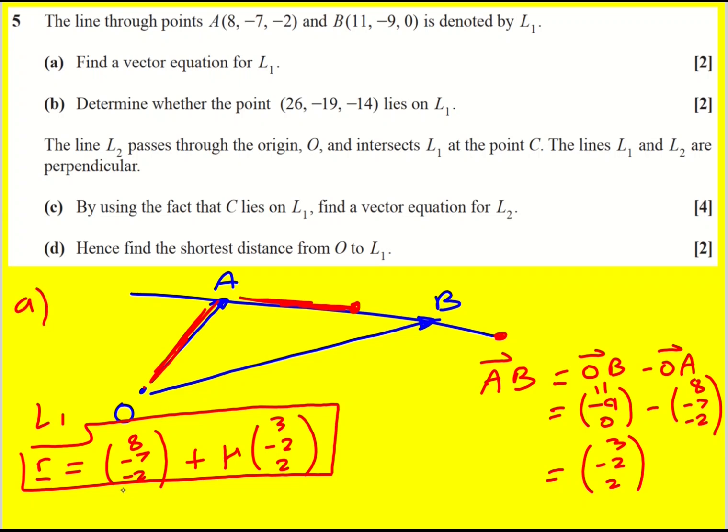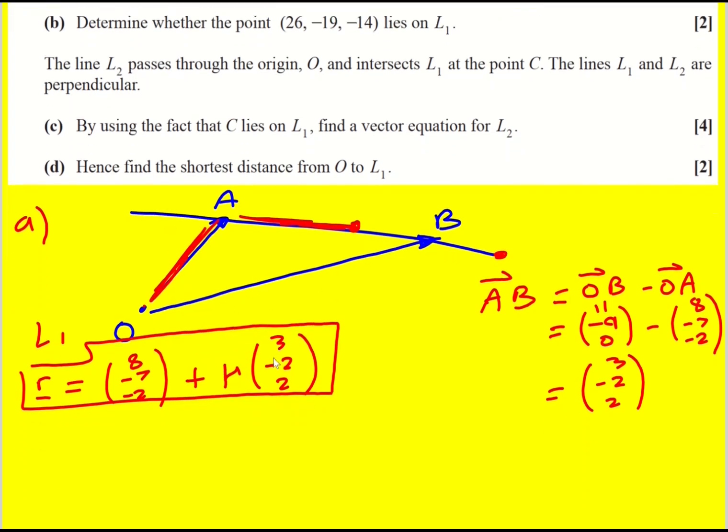Just to say again, we could instead have used OB here, and you could have the opposite sign because it would just be BA. You just get a different multiple here. You could also times it by something. So there's more than one answer to this question.